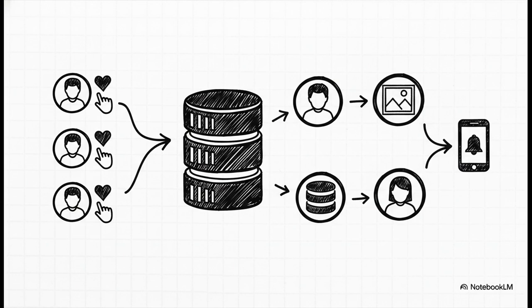It has to see your click, figure out who you are, find the exact photo you liked, save that fact forever in a database. Then it has to find the person who posted it and ping their phone with a notification. And here's the crazy part. It's doing this for millions of people all at the exact same time.